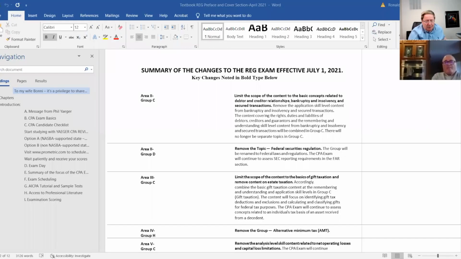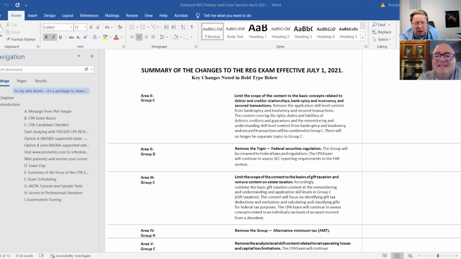Now, Ron really always says, Phil, I don't understand the regulation. I don't want to become a regulation specialist. Okay. All right. Now, let's look at these summary changes to the reg exam effective July 1st.